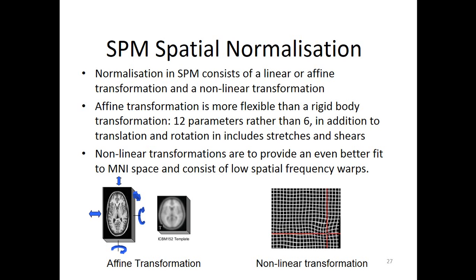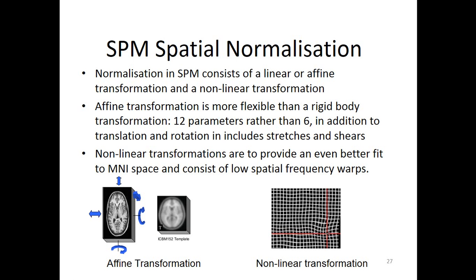The problem is everyone's brain's different size and shape, and so it's not an easy process. So we generally do 2 things. We do affine transformation, so we take the subject's image and we get it roughly in the right shape and size for our template. Here's a template made from 152 subjects. So we move it in the X, Y, and Z axis.